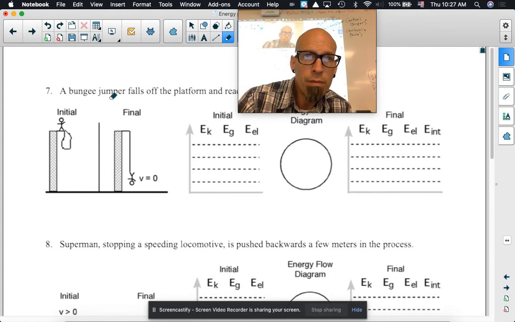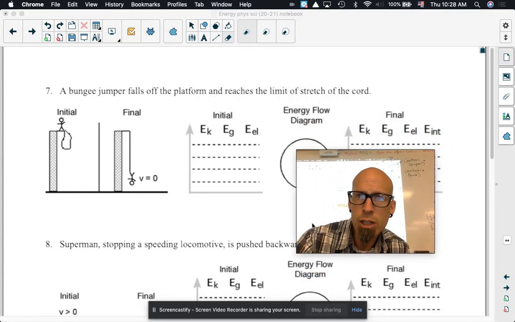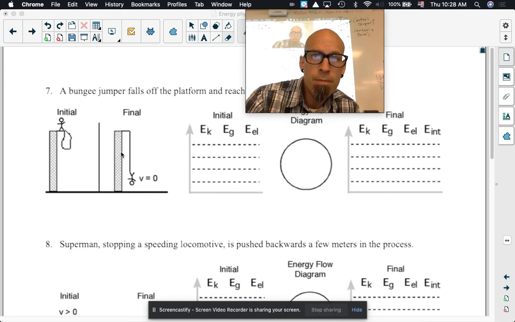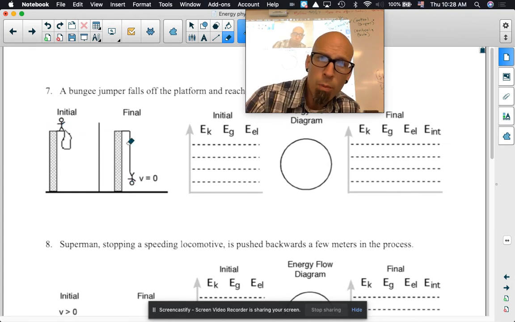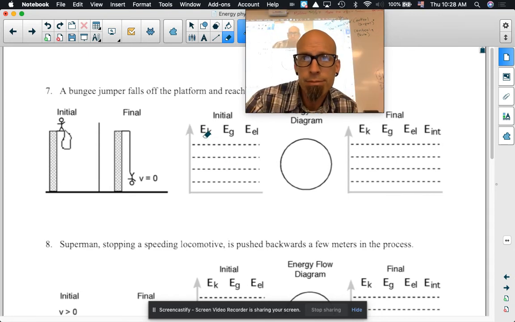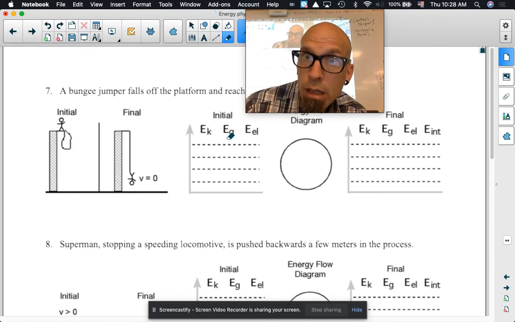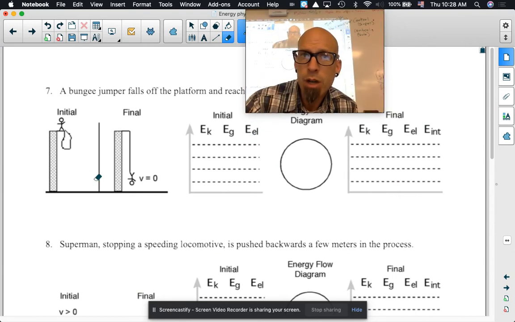A bungee jumper falls off the platform and reaches the limit of stretch of the cord. So the cord is as stretched as it can get here. Here, the person's obviously standing on the platform. So initially, is the person moving at the beginning? No. Does the person have height at the beginning? Yes. Is the bungee cord stretched at the beginning? No, it's just hanging there.